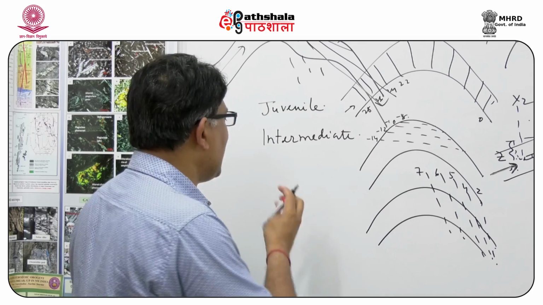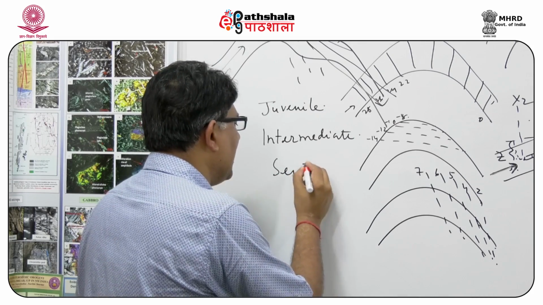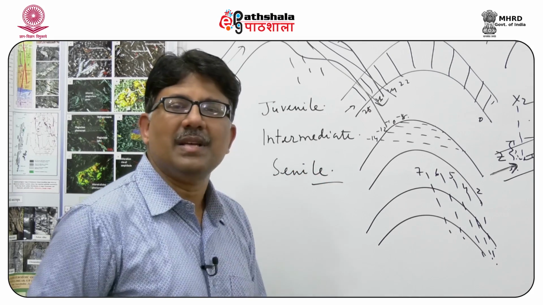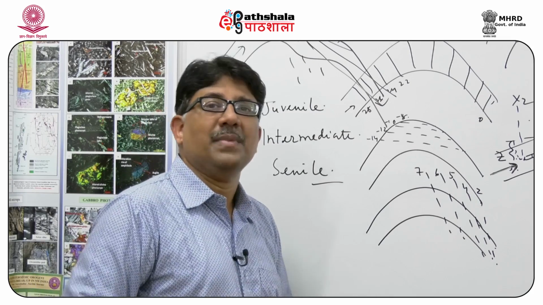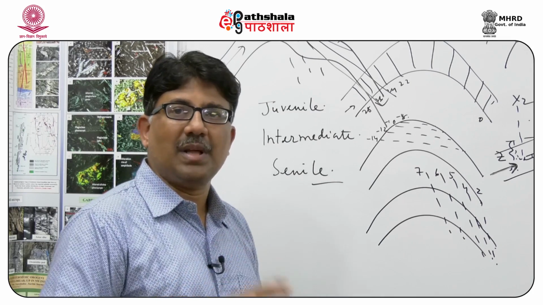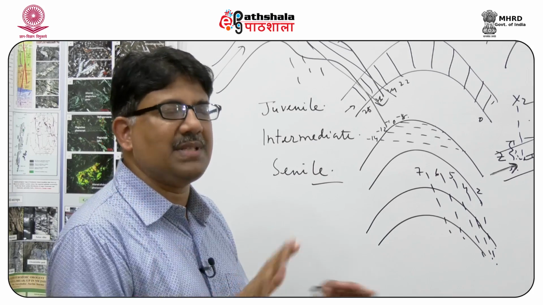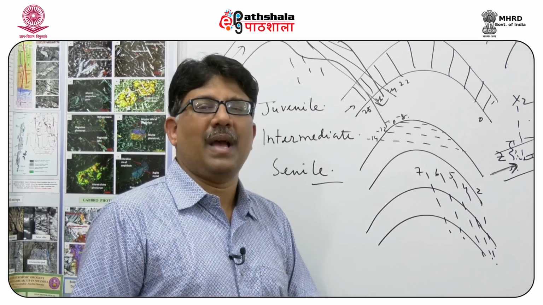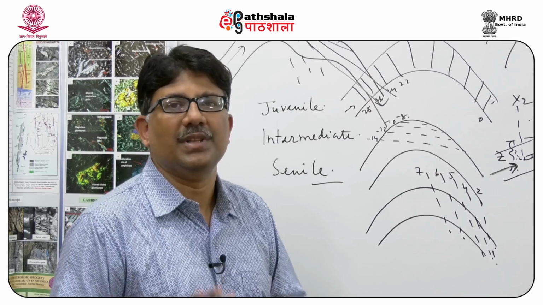And then we get another type of basin, what we call the senile basin, where there is a long movement of meteoric water within the basin, which made the basin non-prospective, and we do not get any hydrocarbon within that basin.